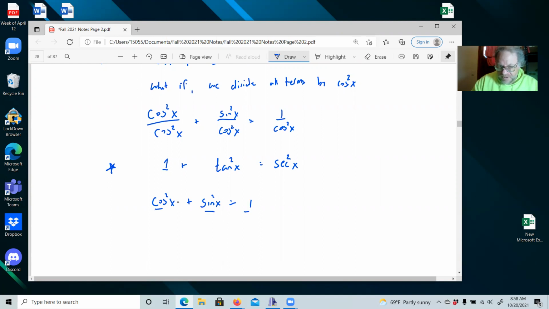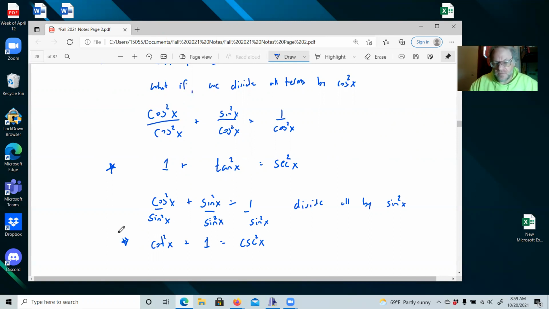All right, and then we'll start back with cosine squared x plus sine squared x is equal to 1. And what if we divide everyone, divide all by sine squared x? So there's going to be sine squared x, sine squared x, sine squared x. Cosine squared over sine squared, that's going to be cotangent squared, plus sine squared over sine squared is 1, and 1 over sine squared is cosecant squared. And that is yet another Pythagorean identity.